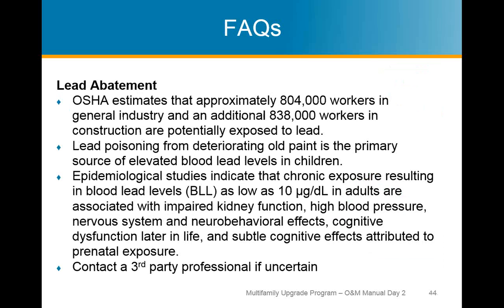And so the abatement items, we're looking at lead and asbestos, something that you're all probably very familiar with. If you've ever rented an apartment in California, odds are you got the little lead pamphlet flyer. So the takeaway here is to just be aware that lead abatement is still an issue and it's something that should be addressed accordingly in the O&M manual. And at the end of the day, if there's any uncertainty, contact a third-party professional, both on the identification side and on the remediation side.